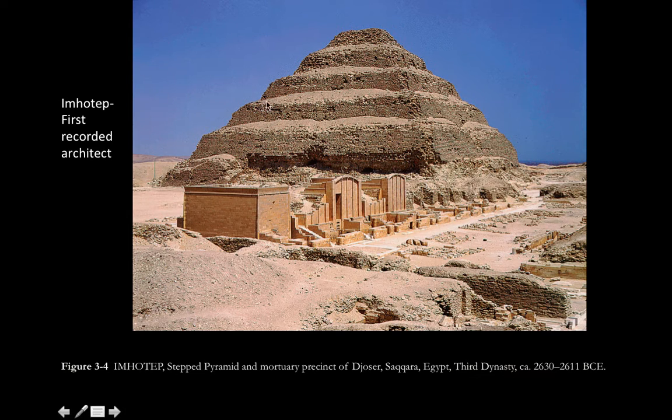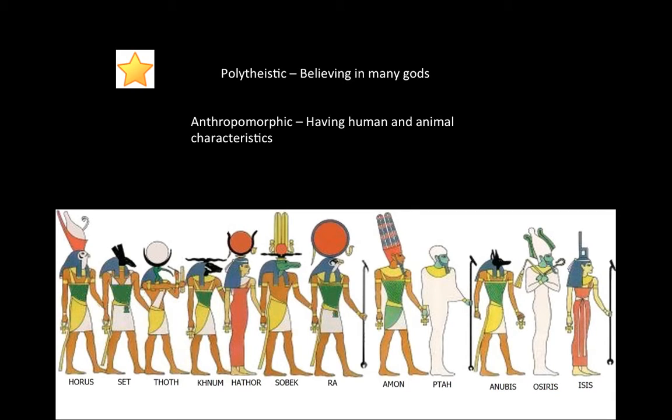This here was constructed by Imhotep. Imhotep is the first architect whose name we have recorded. Does this remind you of anything that we've looked at before? I'm asking this because I want to remind you of the ziggurat. It's a very similar form. Certainly there was a lot of cultural interchange. This shape here led to the pyramids, which we're going to look at in a second.